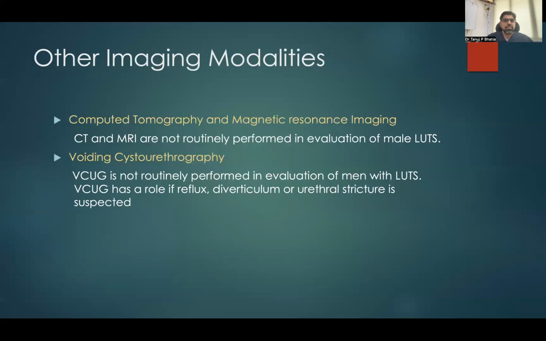Then there are other imaging modalities like CT and MRI, which are rarely used in initial evaluation of LUTS. A cystourethrogram is to be performed if you are suspecting that the patient can have reflux or diverticulum or a urethral stricture.